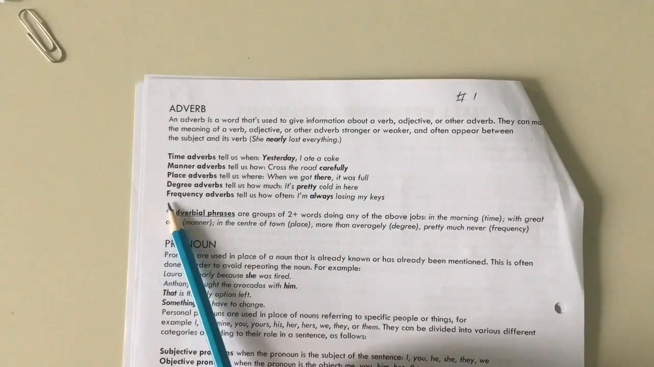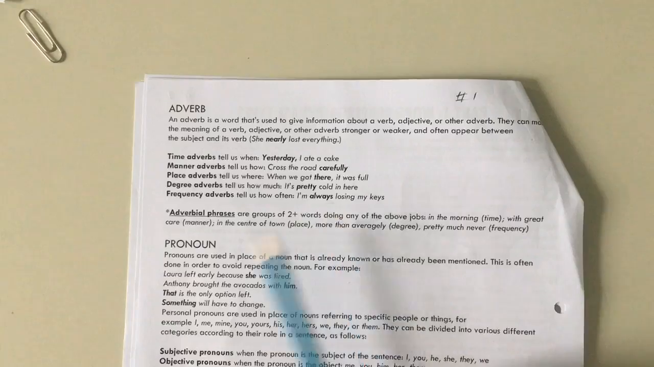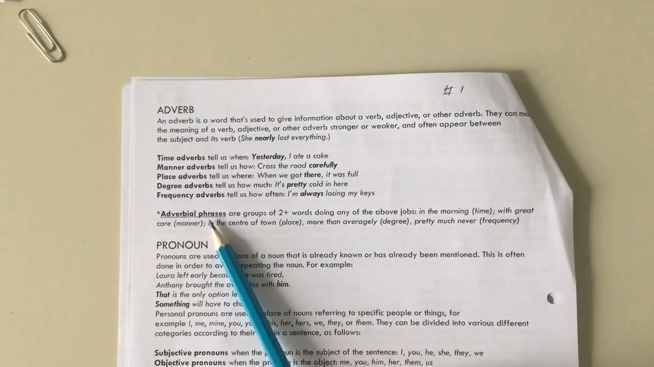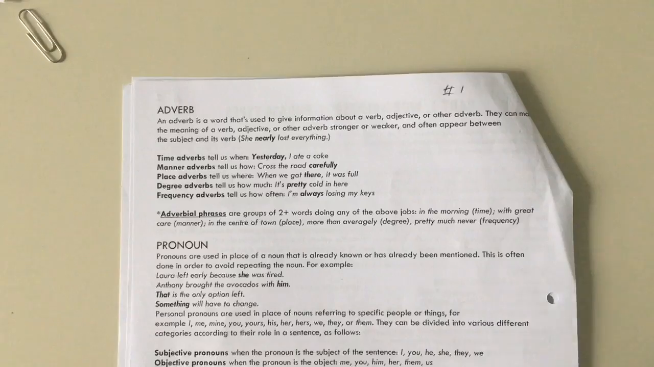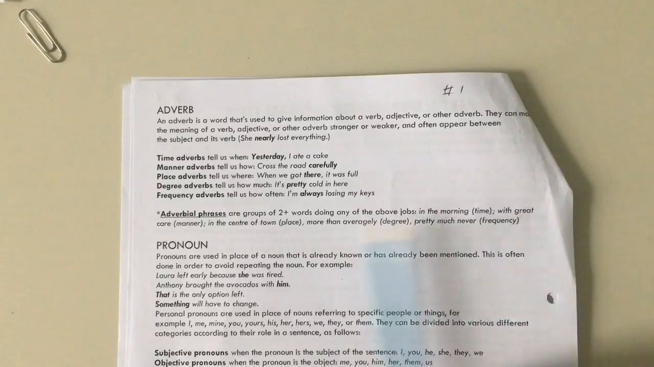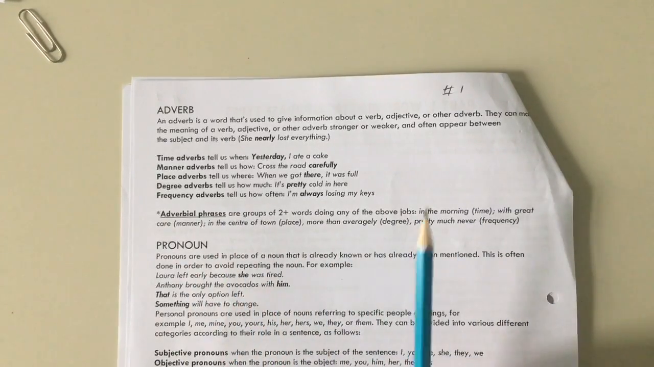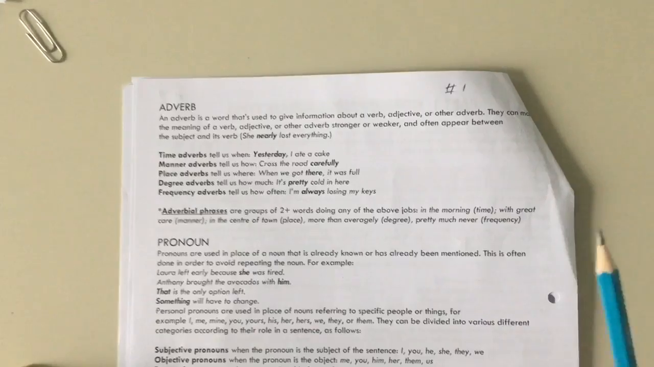pencil in that way. Frequency tells us how often, so I'm always or I'm often, something along those lines. And then, of course, phrases, so words where you've got two or more words that do the job of an adverb. So in the morning I ate a cake, or in the morning I will eat a cake, or, you know, with great care, or with joy in my heart, or something like that. They're still modifying the action, it's just several words doing the job.